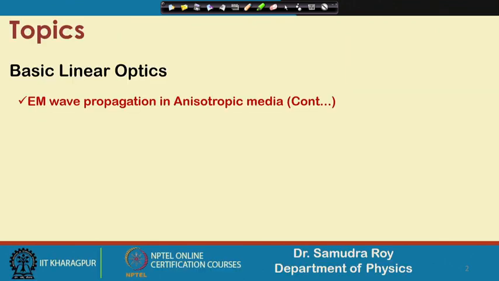In the last class, we learned something about anisotropic medium. Today we will continue with anisotropic media and learn a few more things about it: how the electric field and the propagation vector k are related to each other, and how D and E, these two vectors, are related to each other. We are going to learn that with all the mathematical derivations.